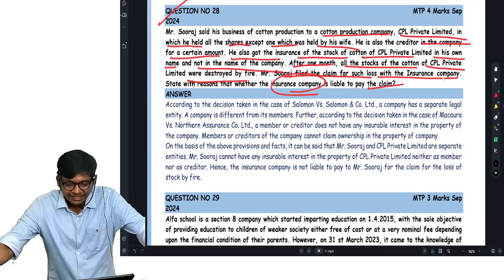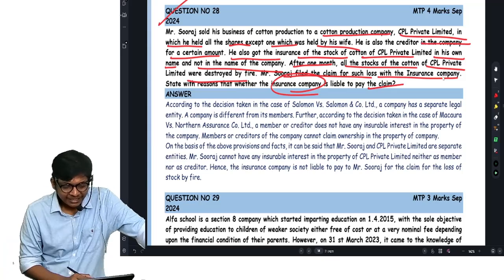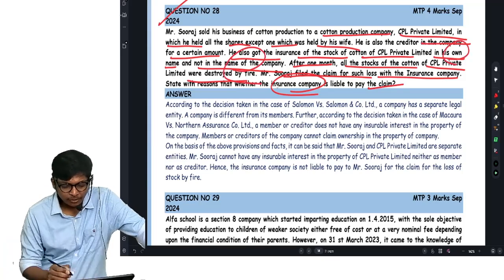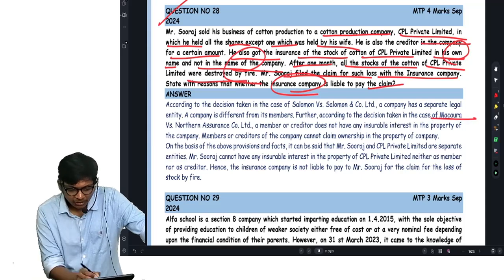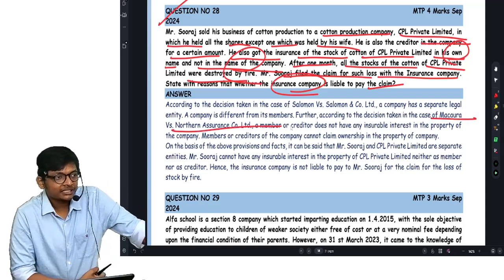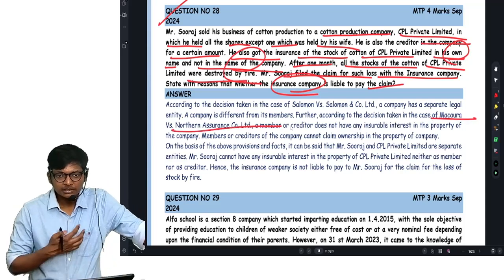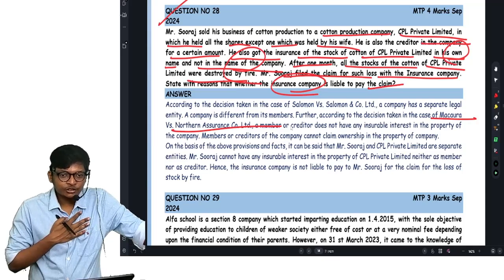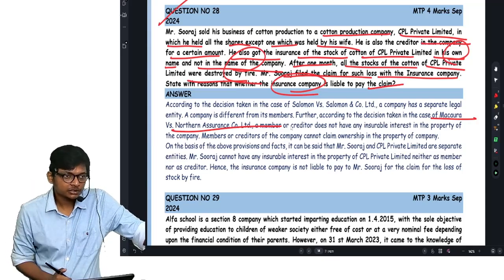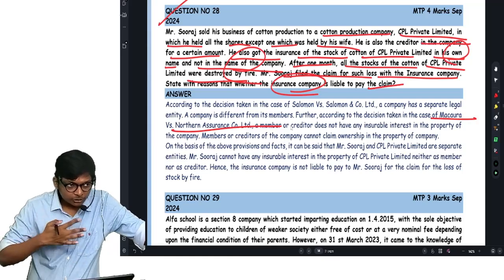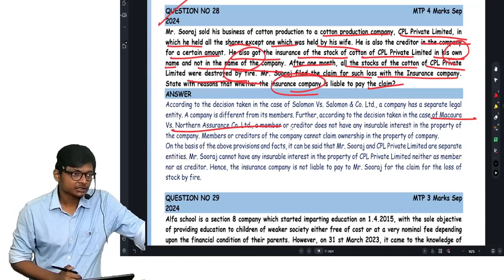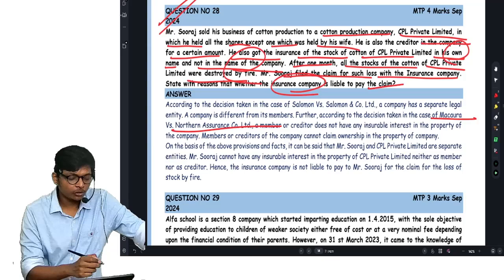No, because he has taken the insurance in his name and not in the name of the company. It's a famous case law called Makura versus Northern Assurance Company. Famous case law. The insurance taken in my name was not taken in the company's name. Are you following, guys? So I will only get a claim if something happens to me, not the company, even though it's the same person. Are you following, guys?